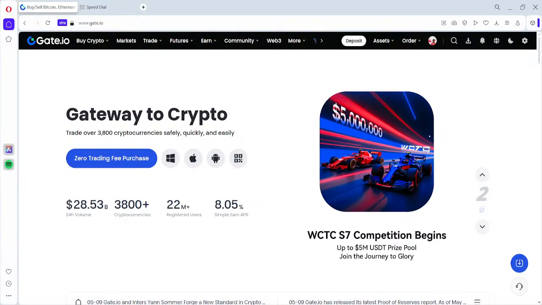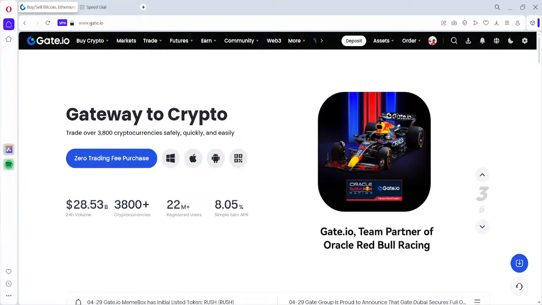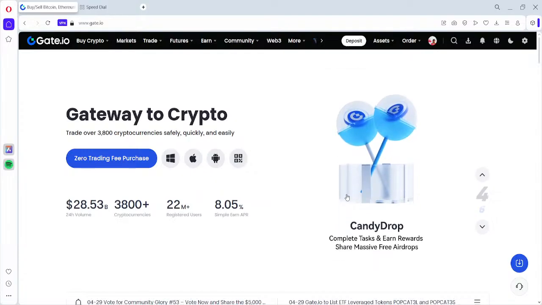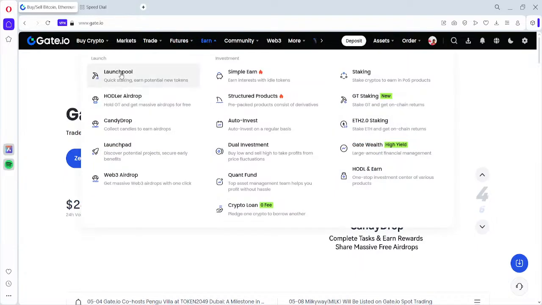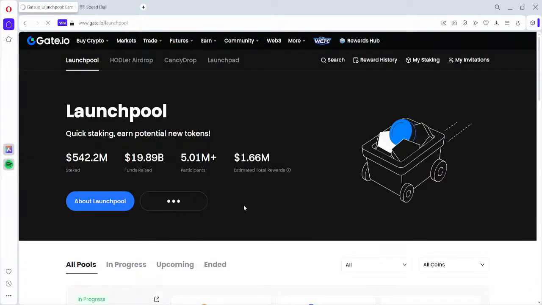So, in this live stream today, we are going to check out the Launchpool. Every time we are discussing different projects on the Launchpool, and today also we are going to check out the different projects and how to participate and start trading with that. For that, just enter the Launchpool. Here, it is so easy to participate.